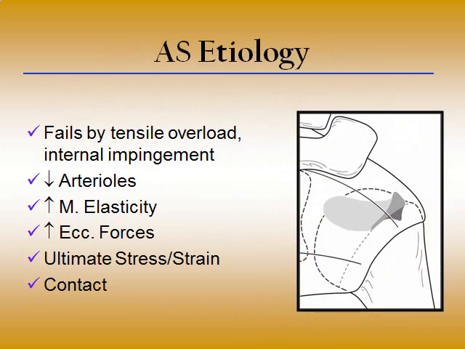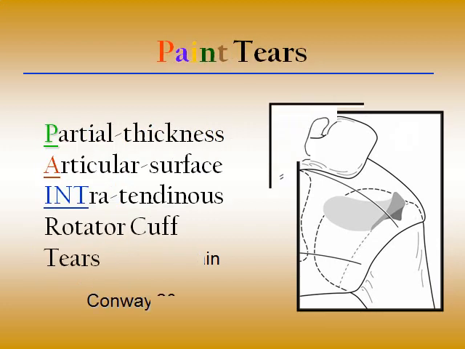The etiology of articular-sided tears is multifactorial. It fails by tensile overload and internal impingement. There are some changes in the pathophysiology, including the arterial supply, elasticity, and forces. It basically exceeds the ultimate stress-strain curve, and contact with internal impingement is a known condition.